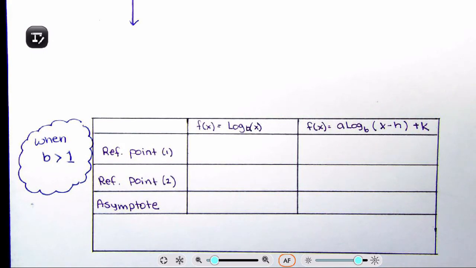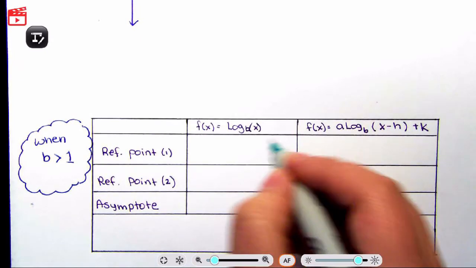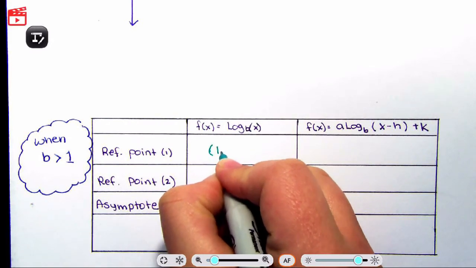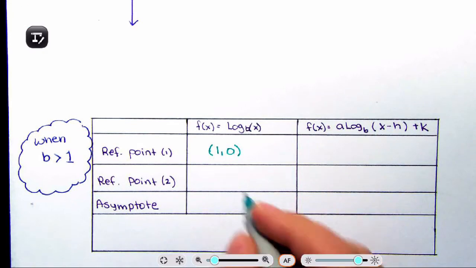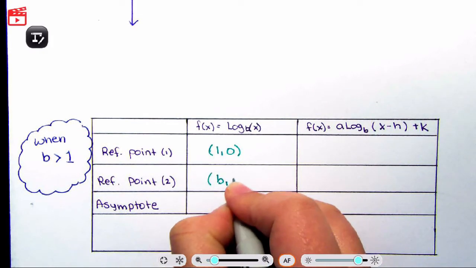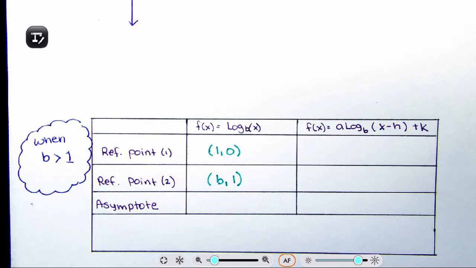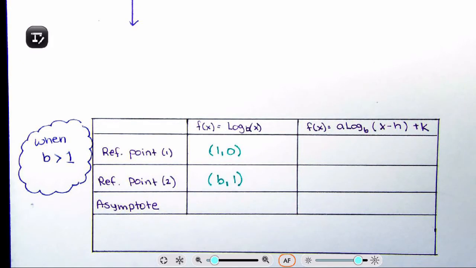So for our first reference point in our parent function, notice we do have two unknowns. We have a b as a variable and we have an x. So b is our base, our original, that was a, but since we are graphing, we are calling it an x for a variable. The first reference point that we're going to have is (1, 0). The secondary reference point that we're going to have is (b, 1). Now this is for the parent function. No transformations have happened yet.